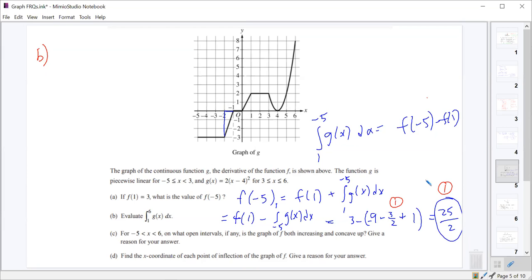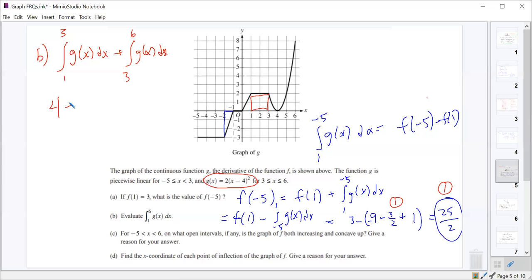Okay, so for part B, we want to evaluate the integral from 1 to 6 of g of x. Well, from 1 to 3, we've got a nice little square piece here. So we'll do the integral from 1 to 3 of g of x plus the integral from 3 to 6 of g of x, which is just the area underneath this curve that they've given us the function for. So from 1 to 3, that's just a square 2 by 2, so that should just be 4.